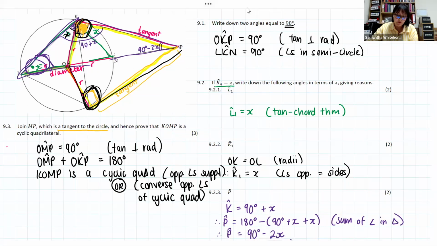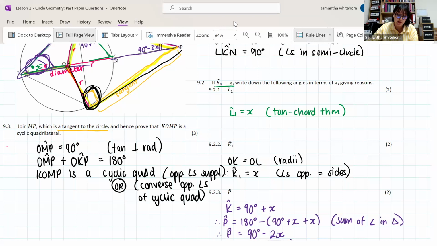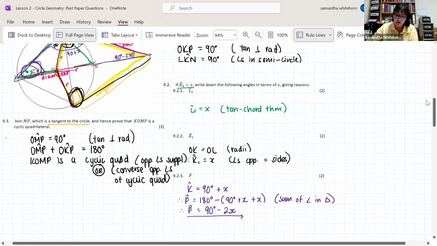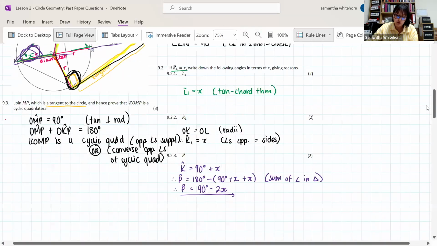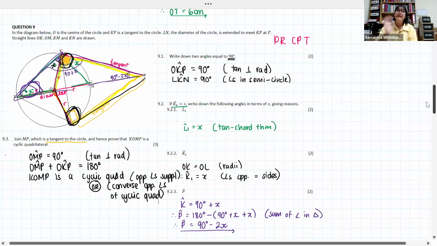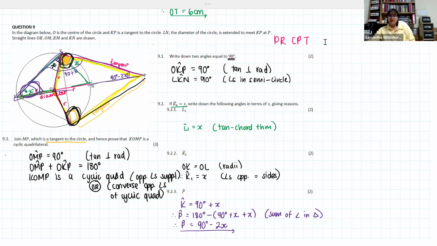But remember, when proving a cyclic quad, there's three ways to do it. You need to look at your diagram and decide which is the most appropriate given the information that you have and what you were given in the question. Okay, so cyclic quads, I want to say how tricky they aren't, but you just have to look very carefully at what you actually have and how you can go and use it to prove what you need to prove.